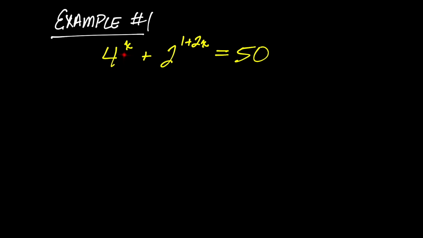We're looking at 4 to the x plus 2 to the 1 plus 2x equals 50. So we have to solve for this exponent. We're going to eventually be doing a logarithm, taking a log on both sides. But what I see here is 4 is 2 squared. So I like that. I'm going to replace 4 here with 2 squared. And that's 2 squared to the x power plus 2.